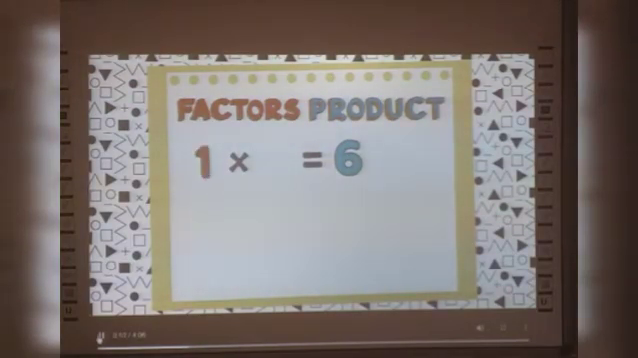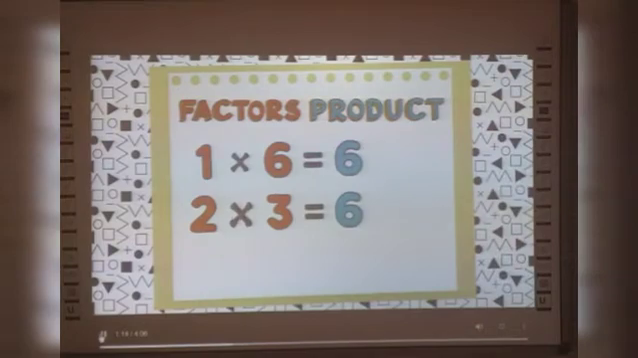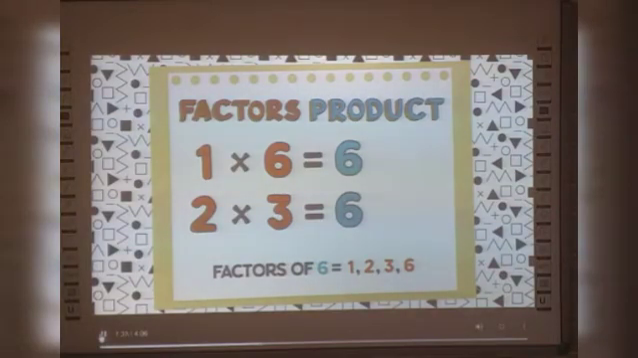Your first answer might be 1 and 6. And you'd be right. 1 multiplied by 6 equals 6. This means that 1 and 6 are both factors of 6. Can you think of any other numbers that we can multiply together to get 6? Exactly, 2 and 3. 2 multiplied by 3 equals 6. There are no other numbers that we can multiply together to get 6. So that means the factors of 6 are 1, 2, 3 and 6. Are you starting to see what factors are now?